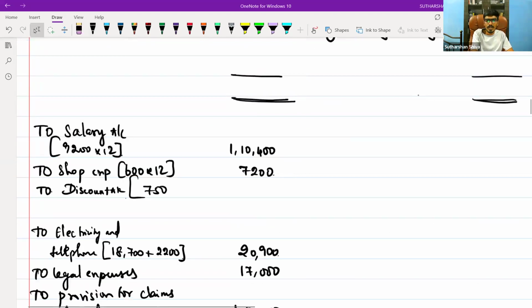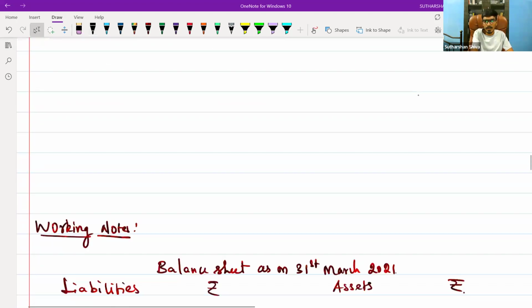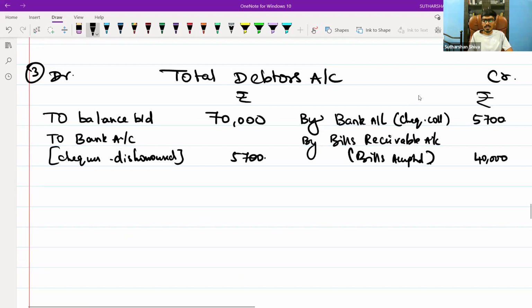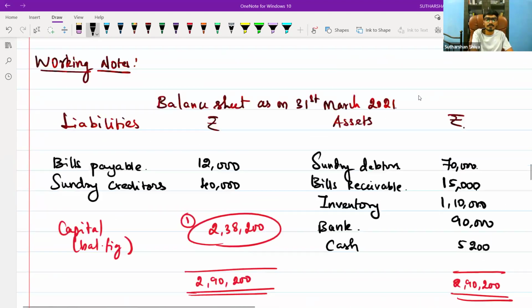Next, I need to make the posting in my respective ledger accounts. It affects my debtors account. The journal entry will be sales return to debtors, right? So it will be on my credit. I will write down by sales return account. How much? It is 1200, right?